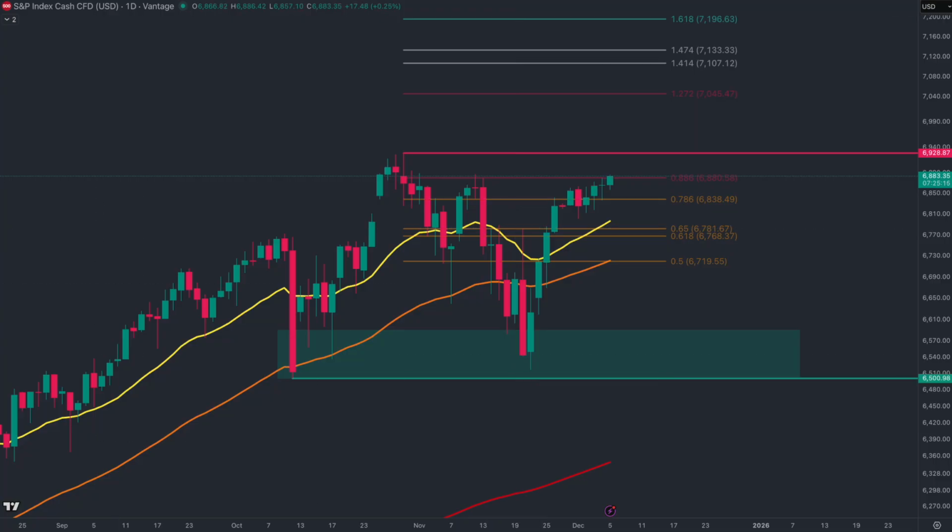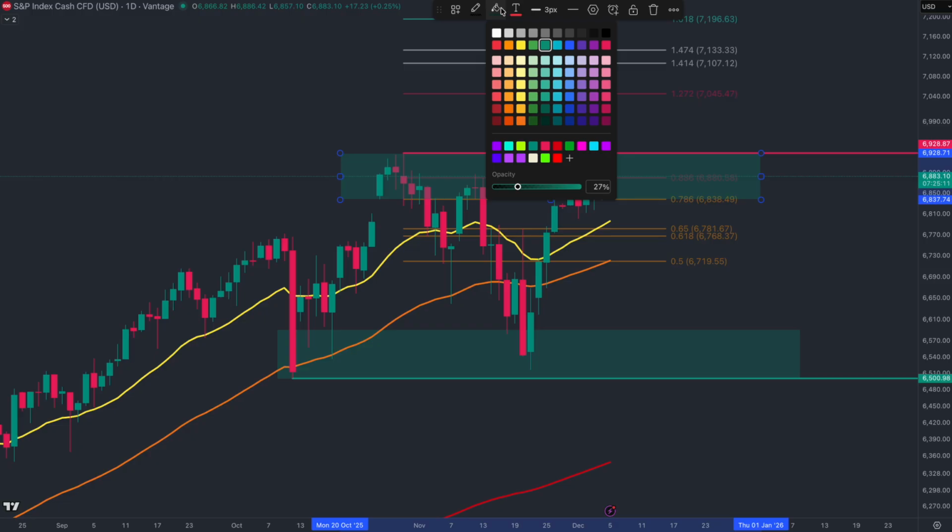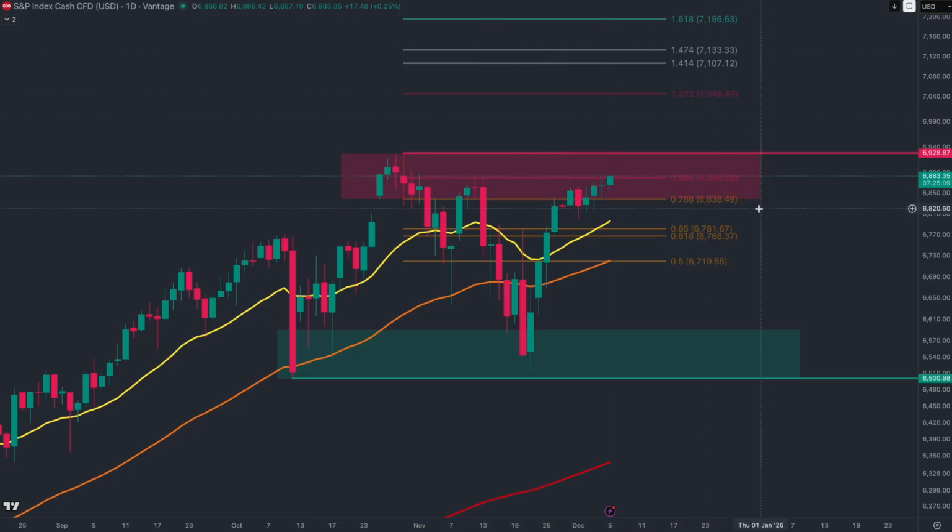So I'm actually being told by the Fibonacci tool that we're currently in that rejection area. So a nice trade would have been from this demand zone into this supply, and you could get out right now.